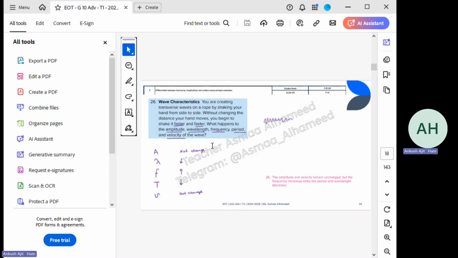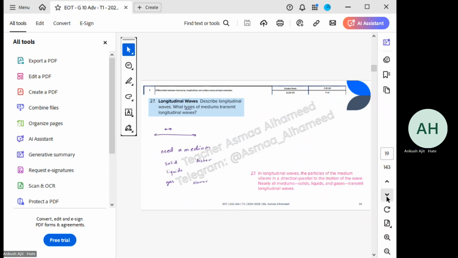Wave characteristics, this is very important. Amplitude does not change, wavelength increases or decreases, velocity does not change. Amplitude and velocity remain unchanged, but the frequency increases while the period and the wavelength decrease. Frequency will increase, wavelength will decrease, and the time period will also decrease, because you know the formula: f and T are inversely proportional, f equals 1 by T. I hope you know that.